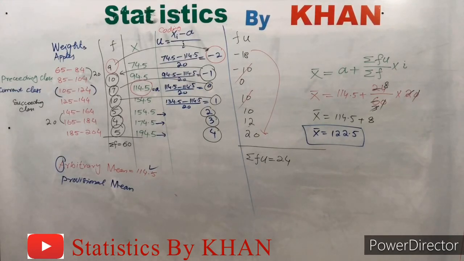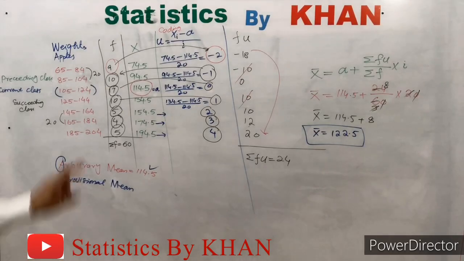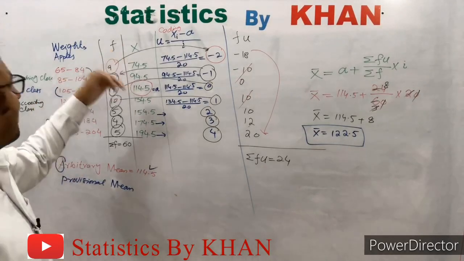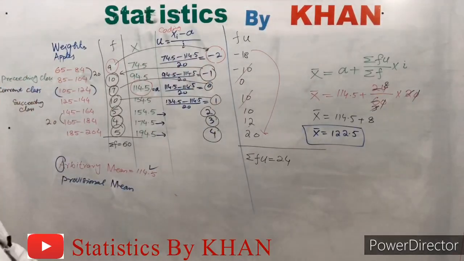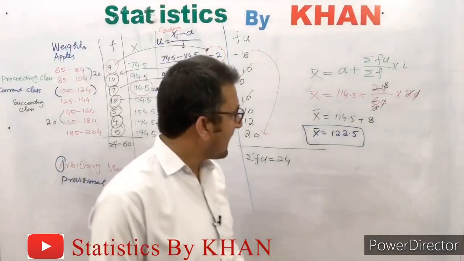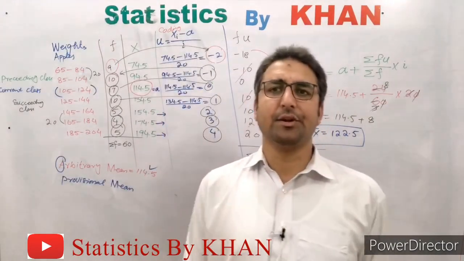So the results are quite the same, but the benefit of the coding method was that it brought ease in the computation of fu. Instead of computing fx, we are computing fu, which is easier than the fx computation. So that was the logic, the reason and the method of the coding method.